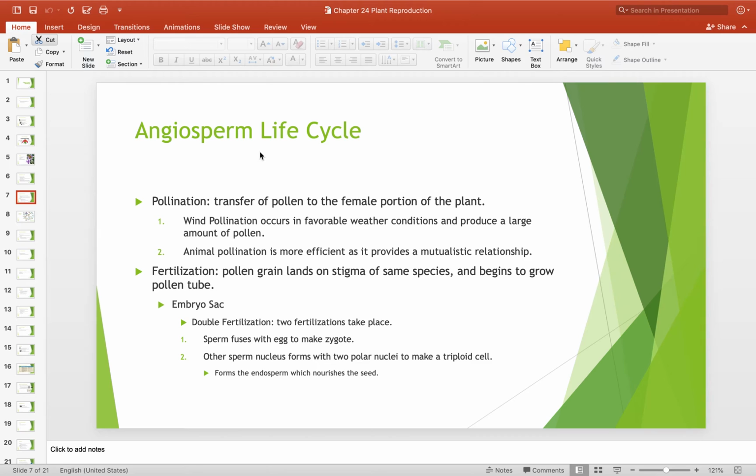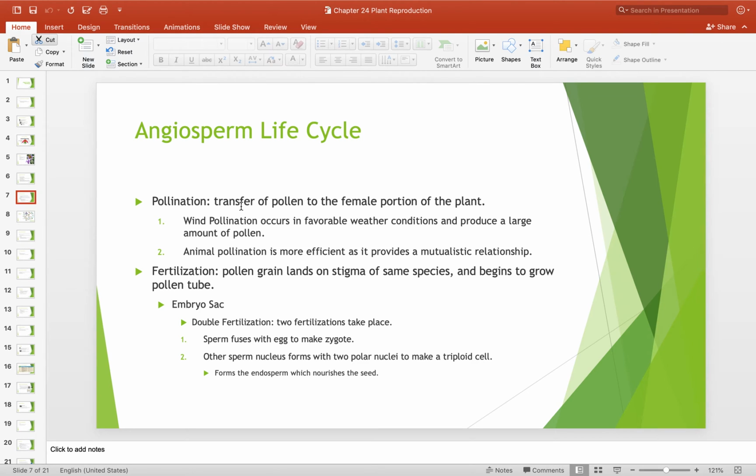Wind pollination is not very effective. One, it needs to be windy, so it needs ideal conditions, and two, it has to produce a large amount of pollen in order for it to happen. What happens is the wind blows, and wherever it lands, it lands.